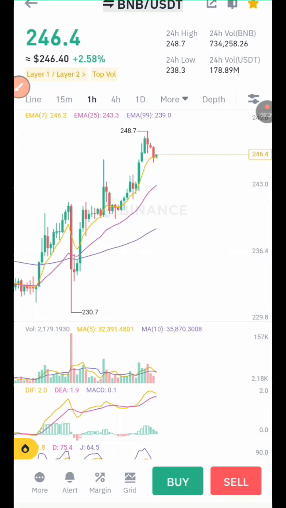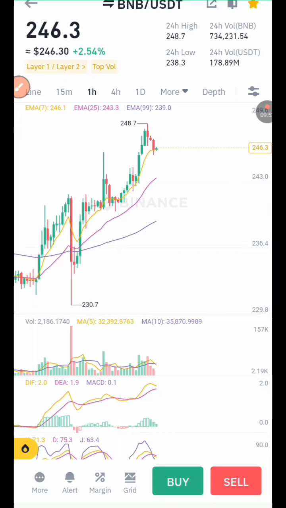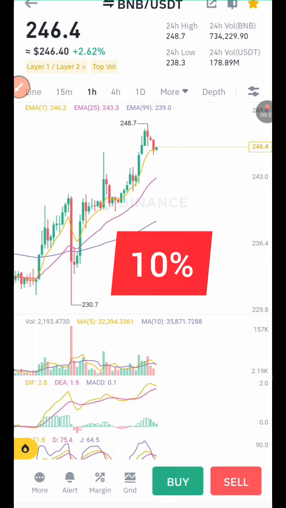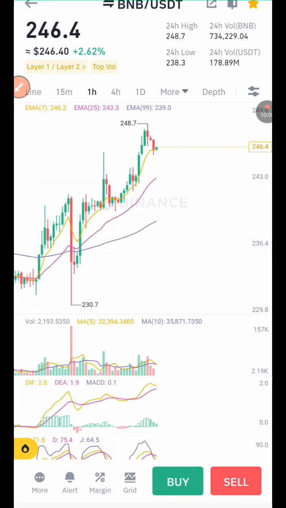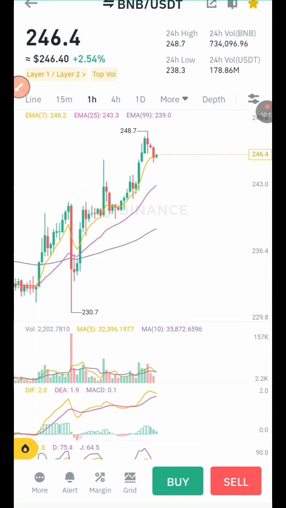Of course, if I'm a beginner, as a futures trader, I will advise everyone to risk 10%. Why do I say 10%? Of course, you can afford to lose 10% of your account, right? So in futures trading, if you have about $1,000 and you're risking 10%, that should be $100. Of course, that is the minimum you should risk.